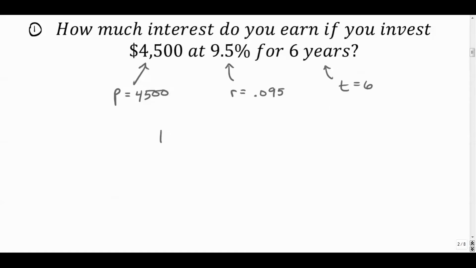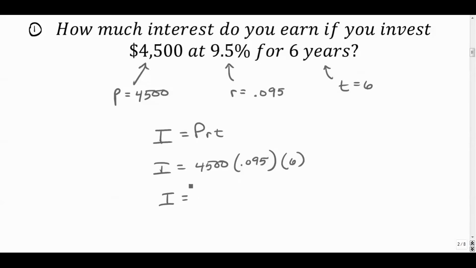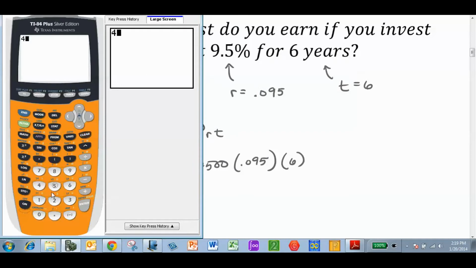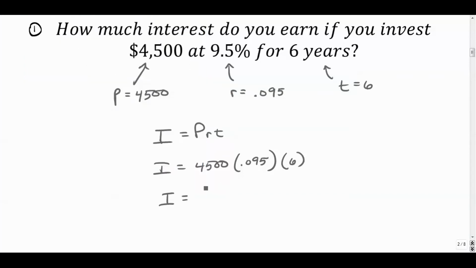And this is just simple interest. So the interest is equal to PRT. The P is usually capitalized, so PRT. So I is equal to 4,500 times the rate times 6. So let's go to our calculators. So 4,500 times 0.095 times 6. So this account earns $2,565. That's a lot.